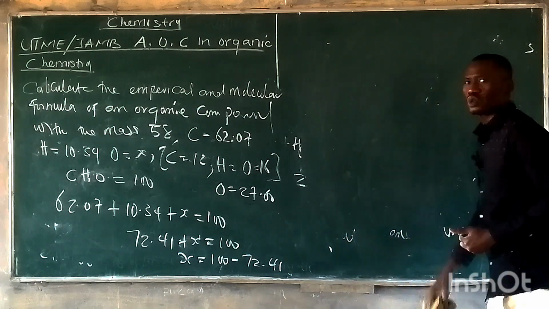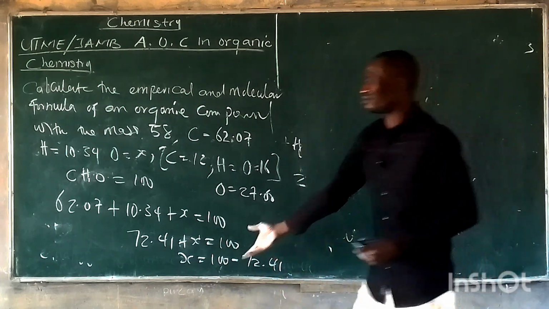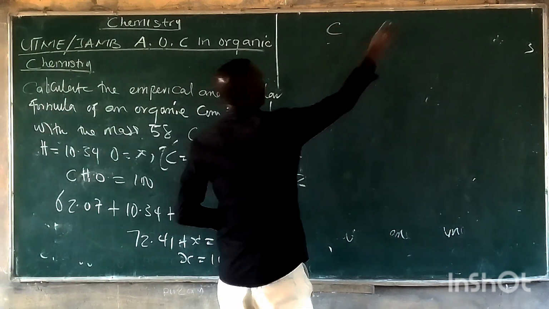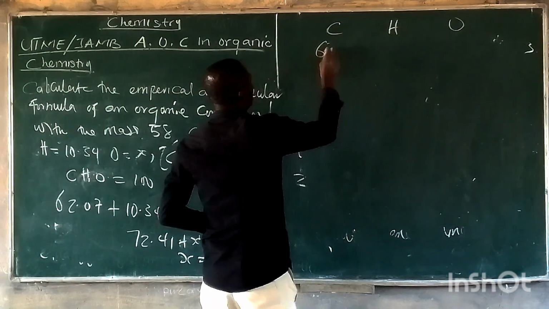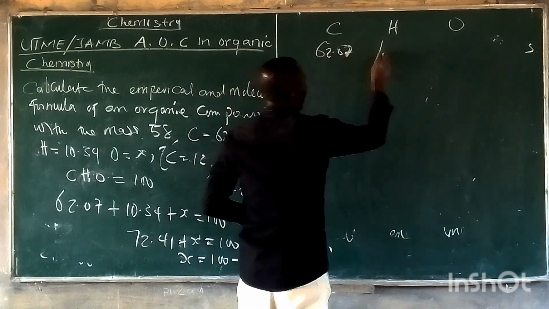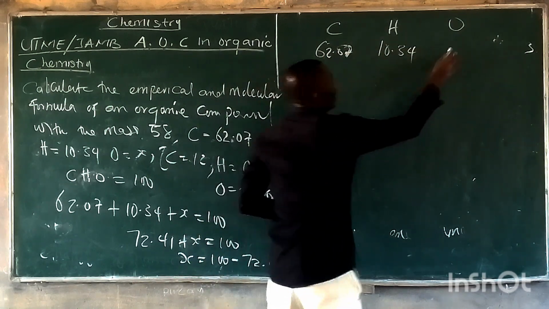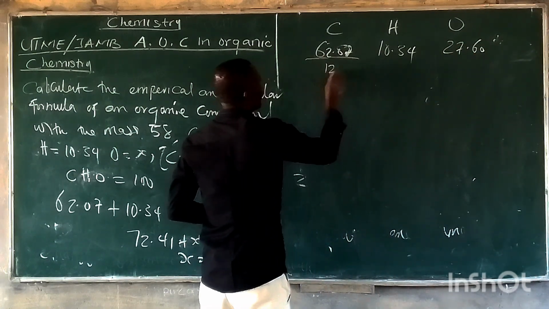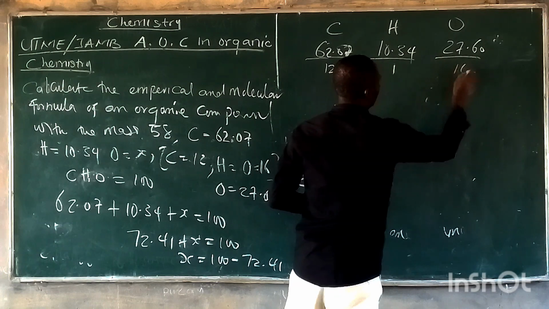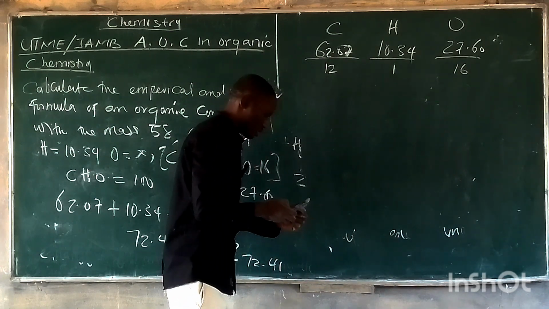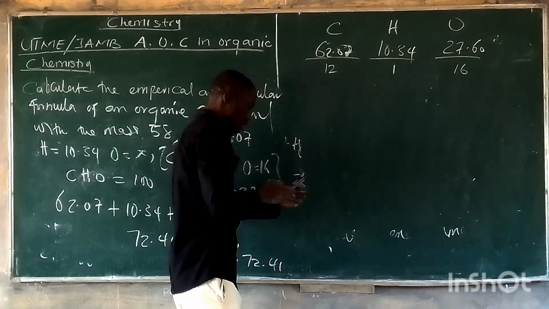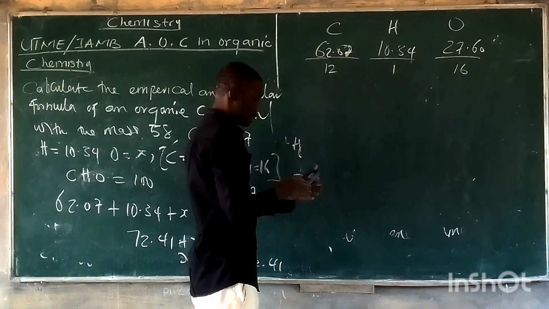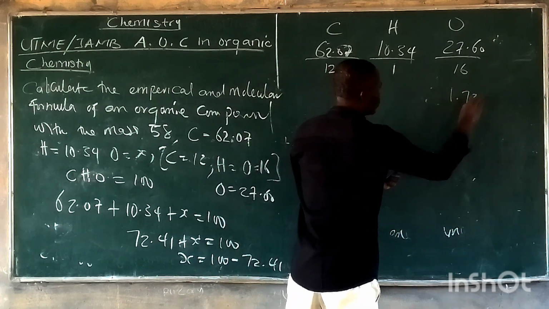Now, the JAMB question I asked you, what's the percentage of oxygen in that? You see, it's very cheap to do. Alright, so we now have carbon, hydrogen, oxygen. Carbon is 62.07. Hydrogen is 10.34. Oxygen is 27.60. And then you are dividing here by 12, here by 1, here by 16. Let's do the math. We are taking now 27.60 divided by 16. That should give me 1.725.